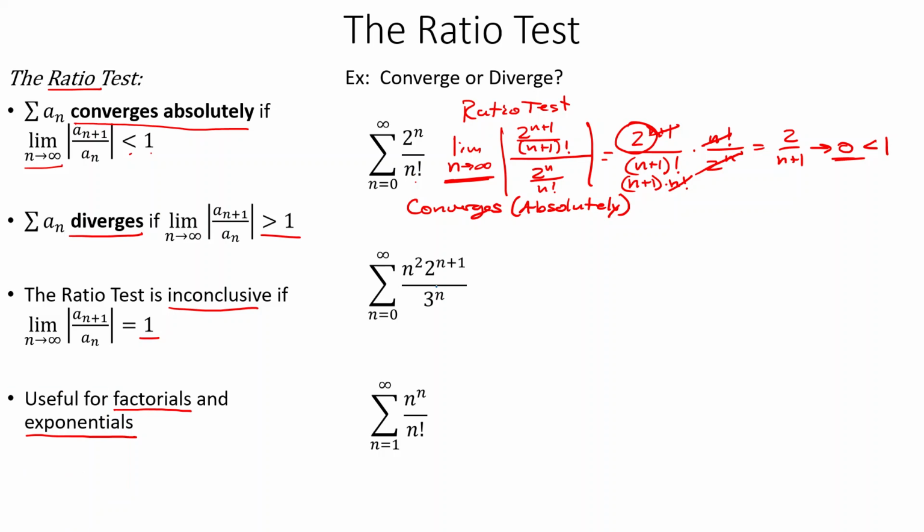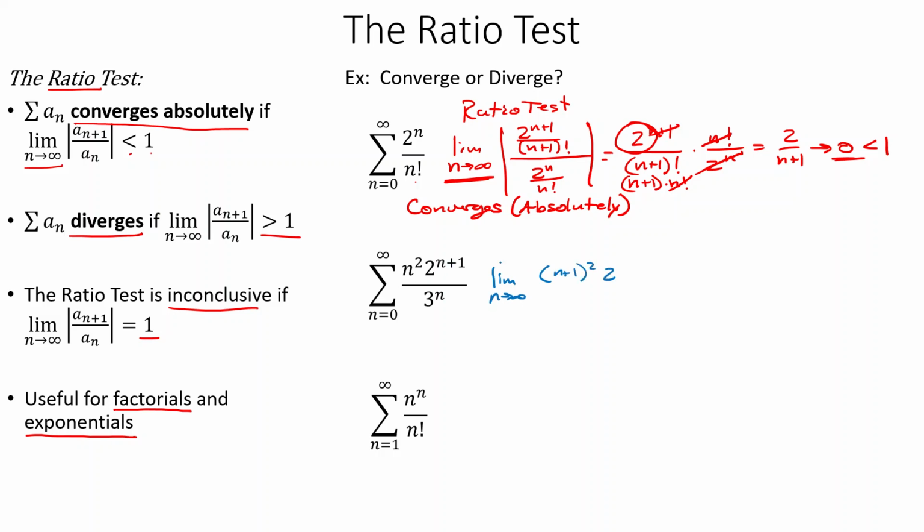Let's take a look at the next one here. All right, so we've got 2 to the n and 3 to the n. It's kind of geometric, but there's this other n squared in here. Gosh, who knows what's going on there. So let's do our ratio test. Limit as n goes to infinity of this term with n plus 1 plugged in.